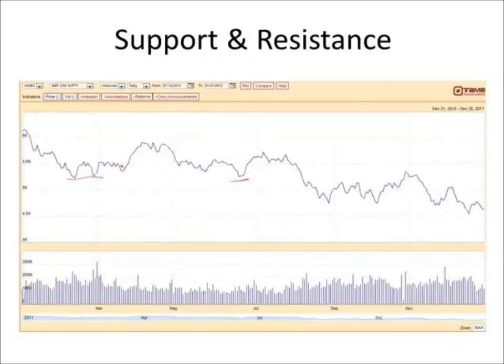Now we can do the same thing with resistance. How can we identify resistance levels? So here, for example, is a good way to identify a resistance level. The price goes up here, bounces off, goes back up, bounces off, goes back up close to where it was and bounces off. So that's a near-term resistance up here.